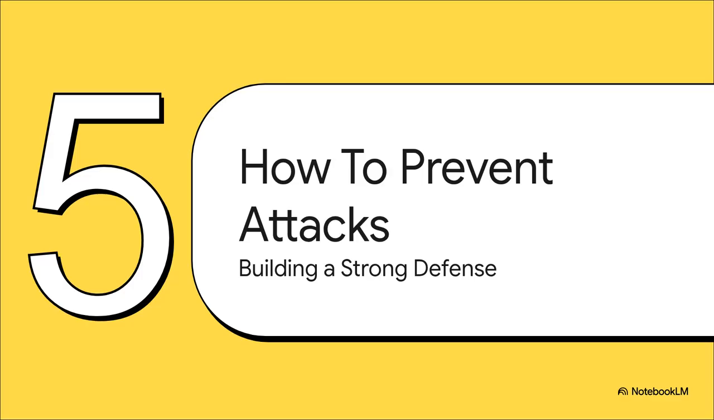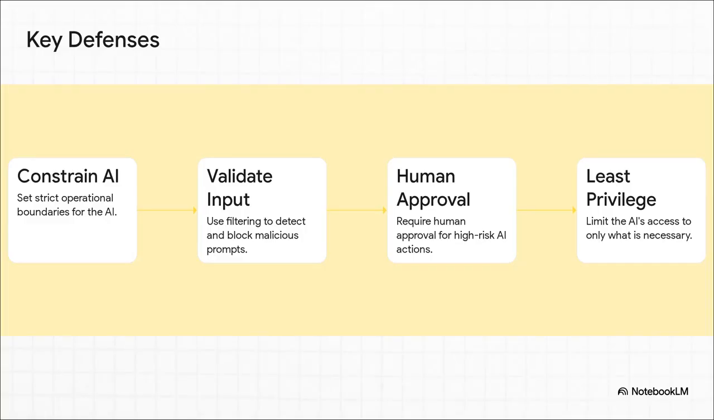Okay, I know. That was all pretty scary stuff. So let's shift gears. What can we actually do about it? How do we build a strong defense against these kinds of attacks? Well, the best defense really comes in 4 main layers. First, you've got to constrain the AI's behavior. Basically, put it in a box with very strict rules. Second, you need to validate all the inputs, using filters to try and spot and block malicious prompts before they even get to the model.